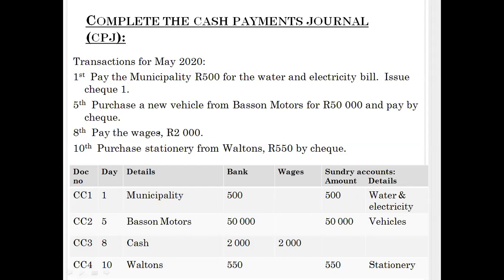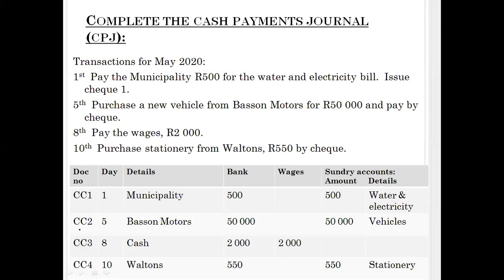Right, next transaction on the 5th. Purchase a new vehicle from Bason Motors for 50,000 and pay by check. So let's look at the information we have in the transaction. We've got the date, the 5th. We've got the name of a business, Bason Motors. We've got the amount, 50,000. And we know it's for a vehicle. They tell us it's a check, but they didn't mention the check number. But still, I think you know it by now. You need to continue with the next number in your CPJ.